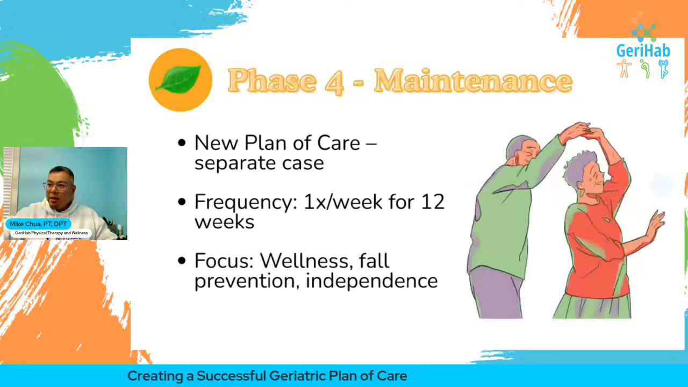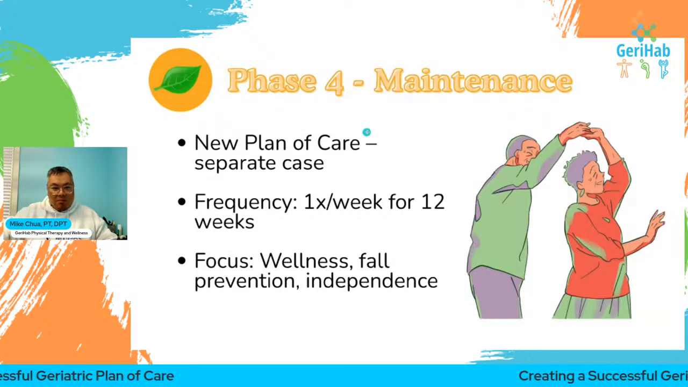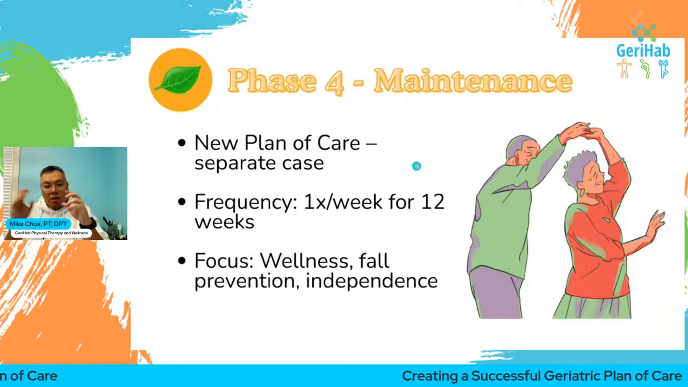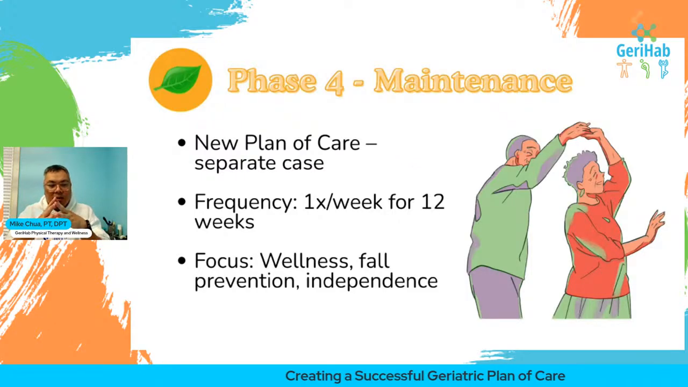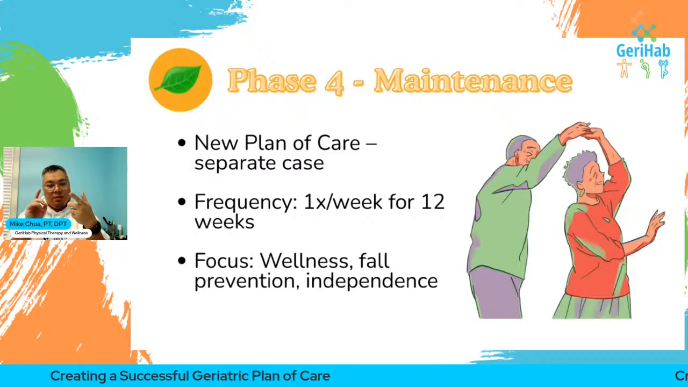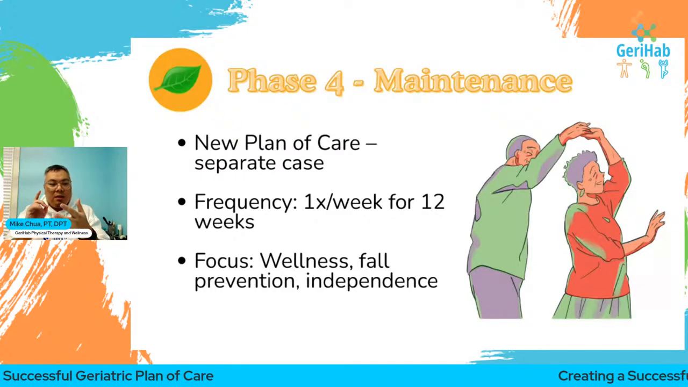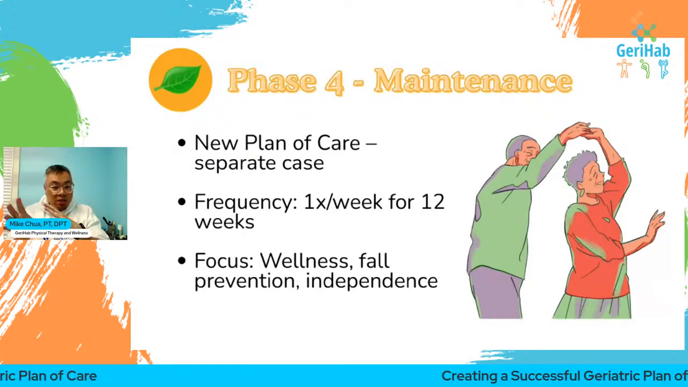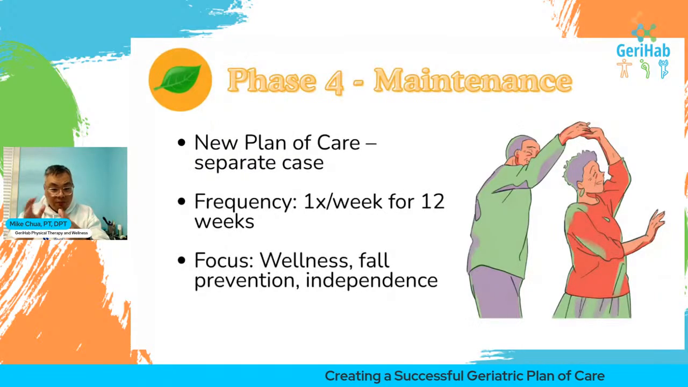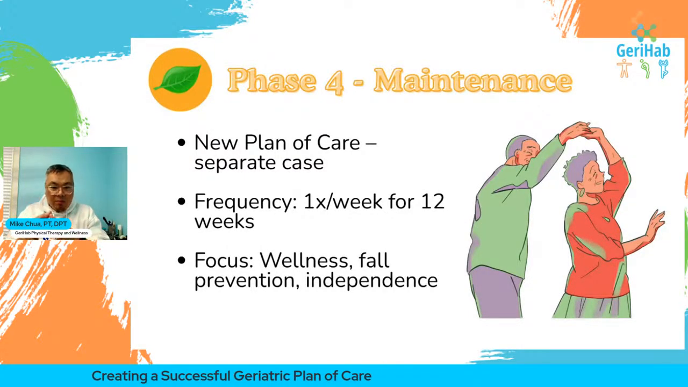Then phase four is the maintenance plan of care. Once you have reached the goals for your pain management, the strengthening, and then the balance phase, we discharge that. If they reach their full functional potential, you create a new case under a maintenance program, and your goals will be maintenance goals.